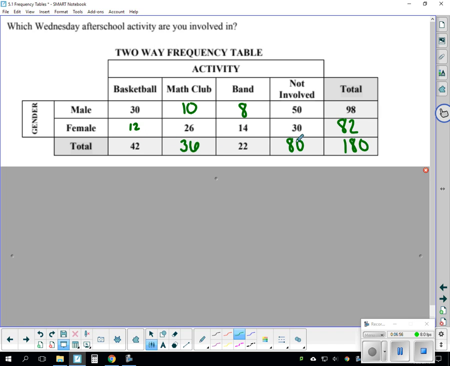And then 10 and 26 gives me a total of 36. And just to verify, let's make sure my bottom numbers really add up to 180. So 42 plus 36 plus 22 plus 80. Sure enough, it's 180. Okay, so this is just like putting a little puzzle together.